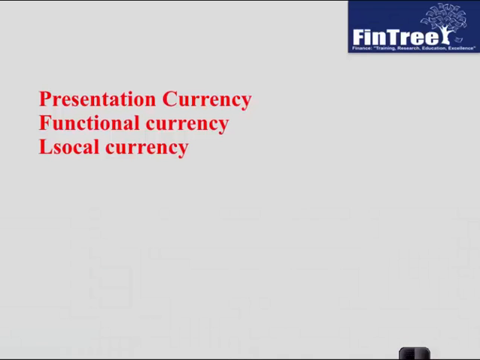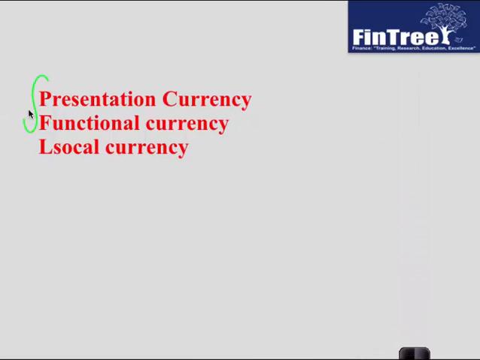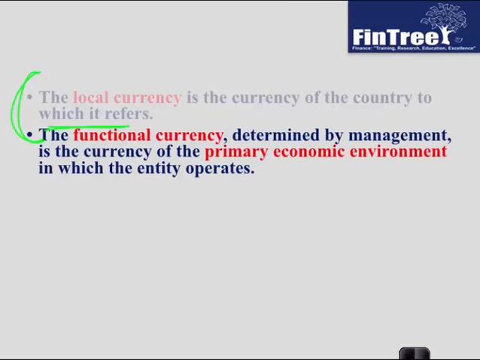Okay. So let's follow the learning outcome approach. First learning outcome here. Three currencies: presentation, functional and local. Local currency is the currency of the country to which it refers. Functional currency is determined by management, and is the currency of the primary economic environment in which the entity operates.